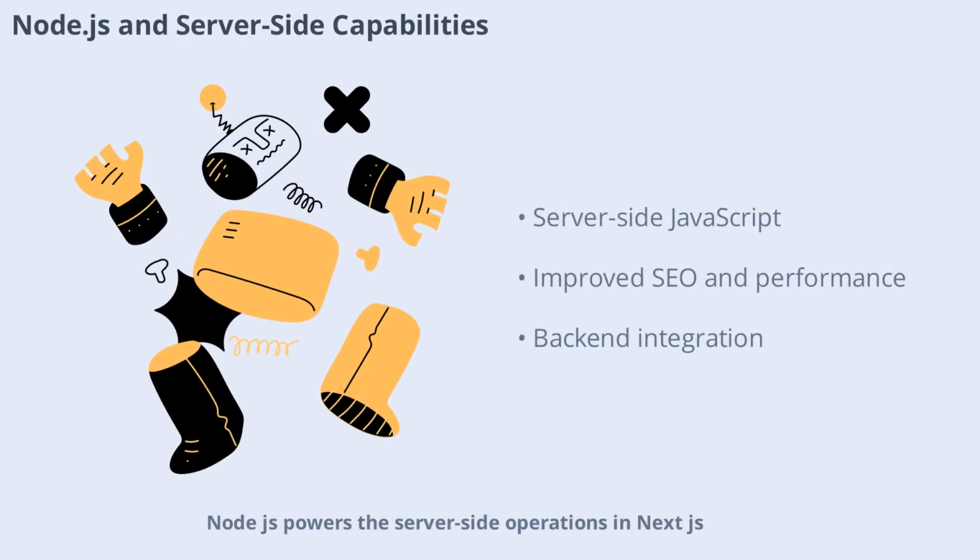Node.js powers the server-side operations in Next.js, enabling features like SSR and API routes. By executing JavaScript on the server, Next.js can deliver fully rendered pages to the client, improving both performance and SEO. Node.js also allows you to integrate backend logic, connect to databases, and handle authentication, all within the same project. This makes Next.js a versatile choice for building full-stack applications with seamless server-client integration.